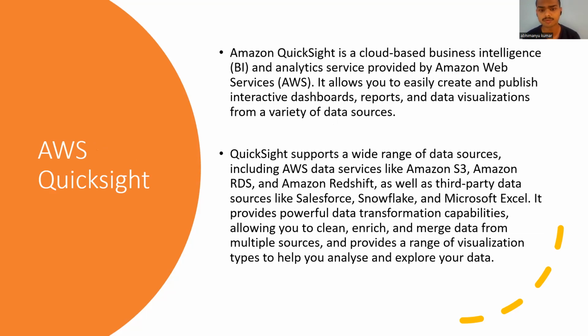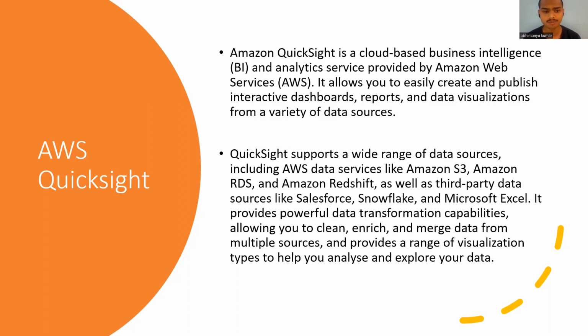There are various methods by which we can analyze this data. So in investing, first we need to analyze, then we can invest, as we need to manage risk. So AWS QuickSight gives us a great benefit for analyzing our data set. It can integrate with other services such as Amazon S3, RDS, Redshift, and other third-party data sources like Salesforce, Snowflake, and Excel. It provides powerful data transformation capability, allowing us to clean, enrich, and merge data from multiple sources.